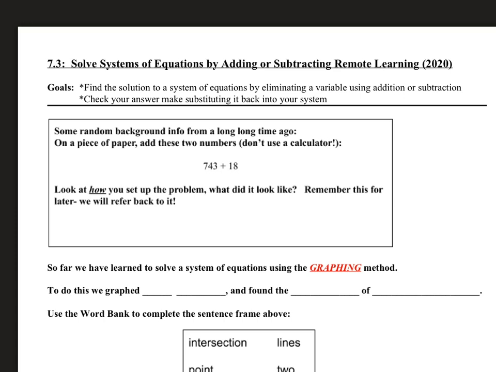Okay, I'm actually not even interested in the right answer, but what I'm curious about is, did you set your problem up like this? 743 plus 18. The things that I really want you to pay attention to are, look at that line that you probably drew. If you didn't, it's totally fine, but a lot of people that would add these two numbers would do this. So look at that line and then look at this plus. We're going to come back to this later, so I want you to remember how you set this up. Then let's just scroll down a little bit.